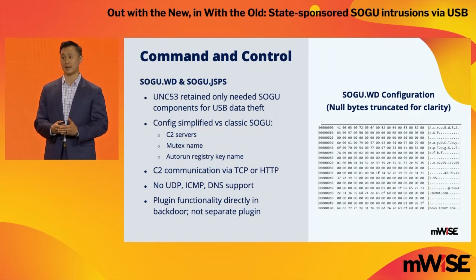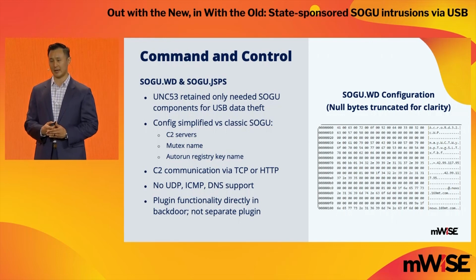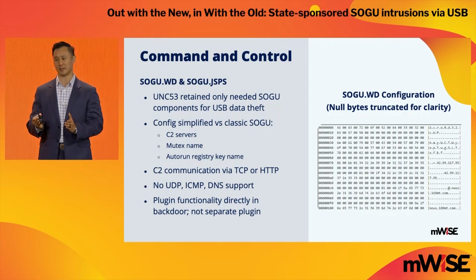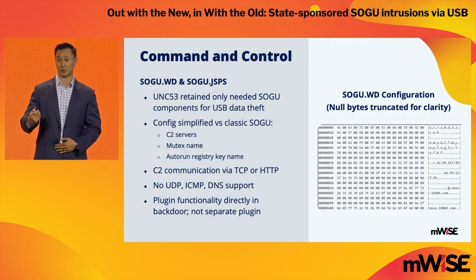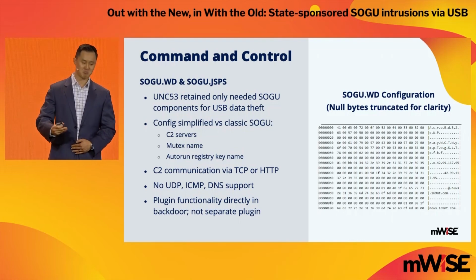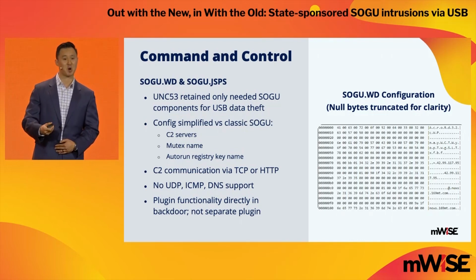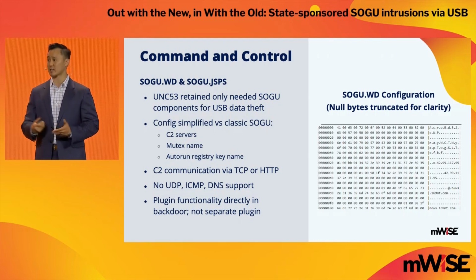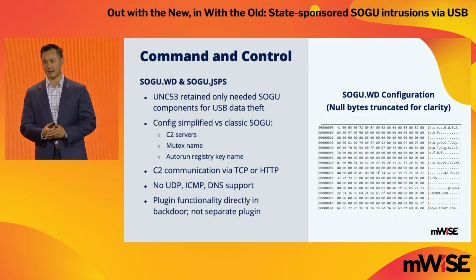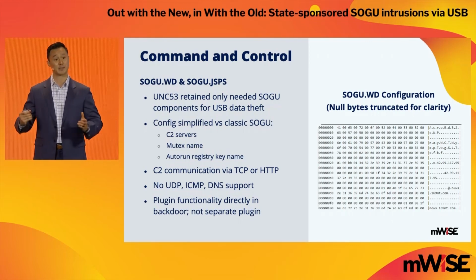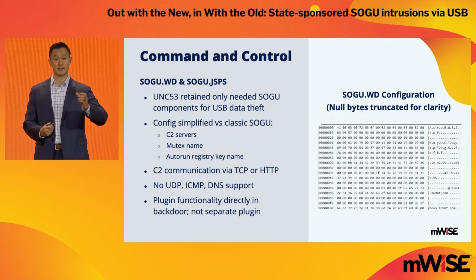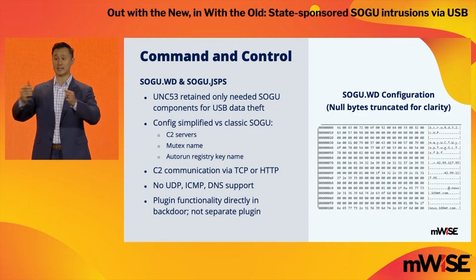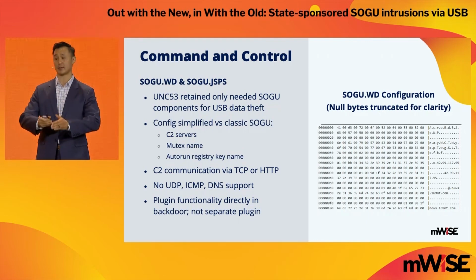Communication with the C2 server is largely determined by its configuration. And for these purpose-built USB variants, the threat actors streamlined these custom SOGU builds. So we see things like the configuration for this SOGU variant is very simplified. Just C2 servers, mutex name, auto-run registry key. Communication is over TCP or HTTP. Support for other protocols has been removed. And SOGU is traditionally known as a plugin-based backdoor, where backdoor functionality resides in the appropriate plugin. But for these variants, the threat actors took the functionality they needed out of the plugins and integrated it into that core backdoor.